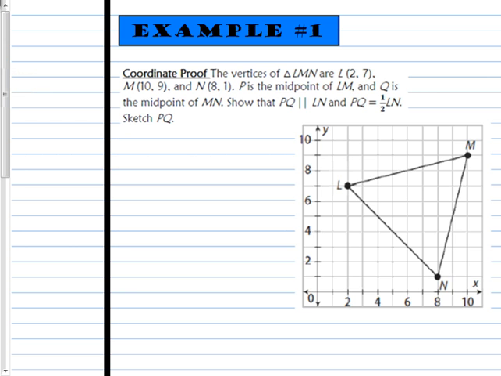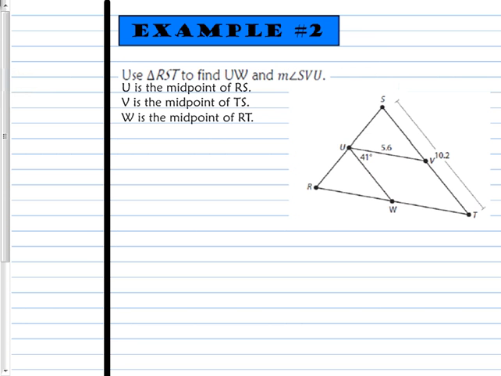Example 1 we're going to come back to at the end. In example 1 we're proving that the midsegment theorem actually does work, but what we are going to do instead is skip example 1. You're just going to trust that it does work, and at the end we'll talk about why it does work. So let's go to example 2.